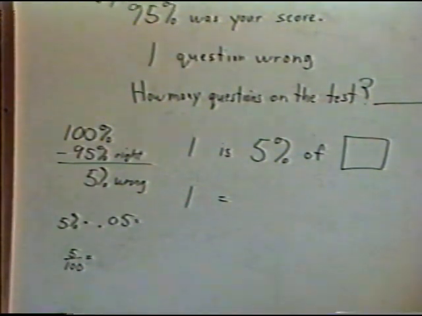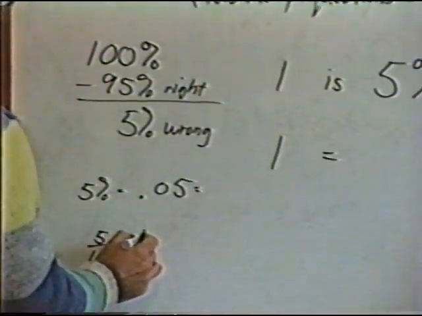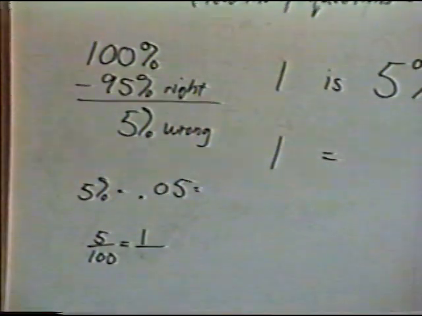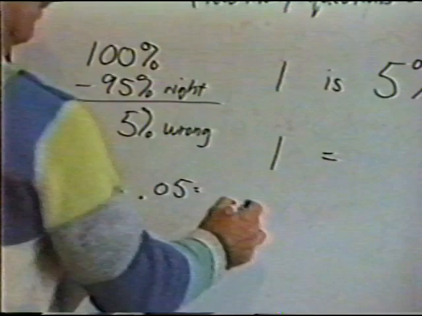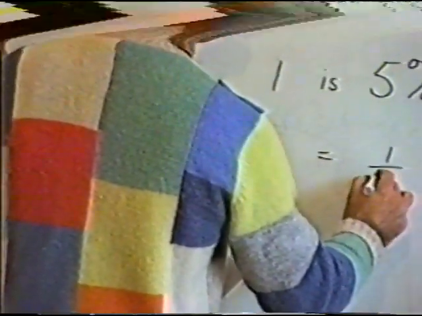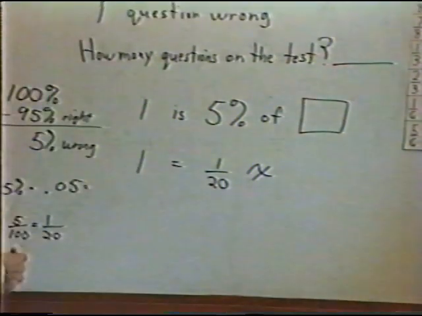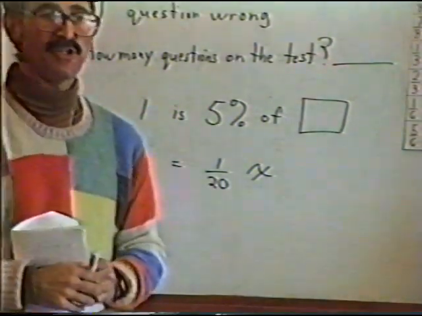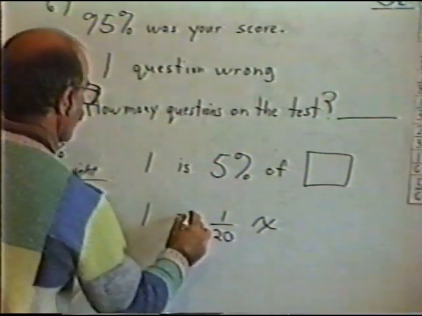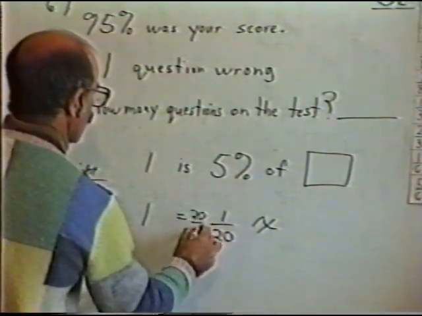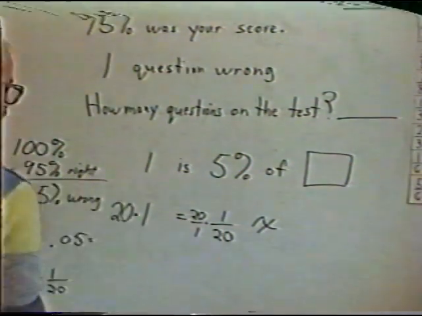Yes. By hitting them with 5. 5 into 5 is? 1. And 5 into 100? 20. 1/20th. 1 is 1/20th x. We have to multiply both sides of the equation by the flip-flop. 20 over 1. And on this side, we'll just say 20.